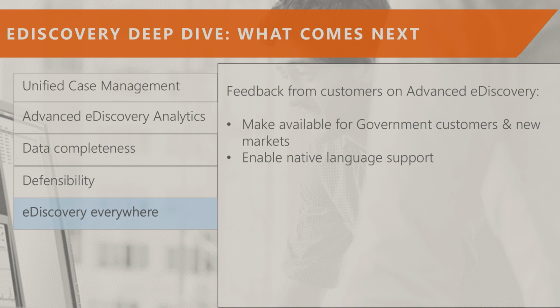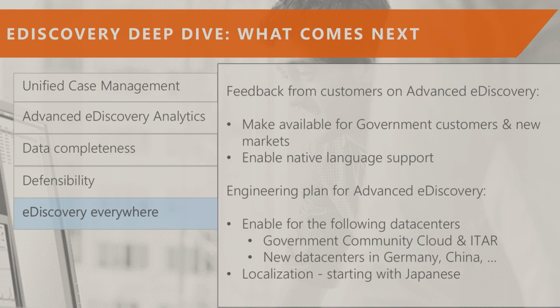And then last but not least, we've heard that you want to be able to deal with different geographies and government clients, and want to be able to do advanced eDiscovery in the government community cloud. We are working right now on making sure that advanced eDiscovery is globally available, as well as specific localization for different geographies. One of the big ones is Japanese. Because of the way that the language is handled in different character sets, when we're doing the analytics, they want to know that we're handling those things correctly and that the UI is in their own language. So we are currently working on the localization of these different things.